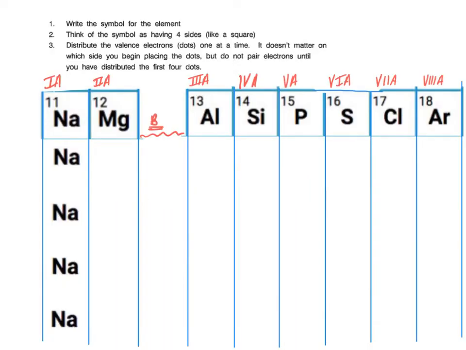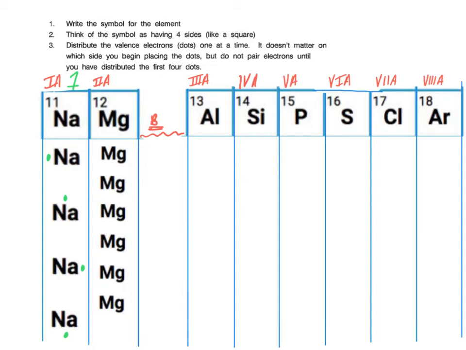So let's focus on just the third period. We'll start with sodium. Sodium is group 1A, so it has just 1 dot. That dot can go on any one of the 4 sides. So it could be here, or here, or here, or here. Top, bottom, right, or left, doesn't matter. That's it. Then we look at magnesium.